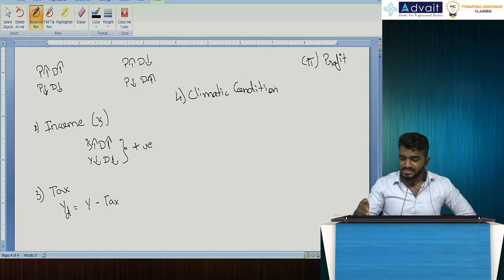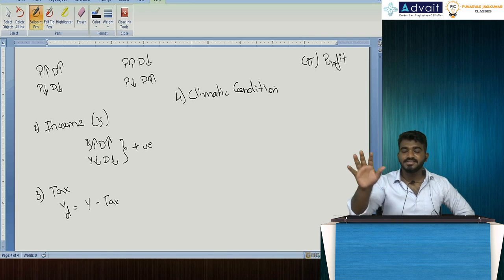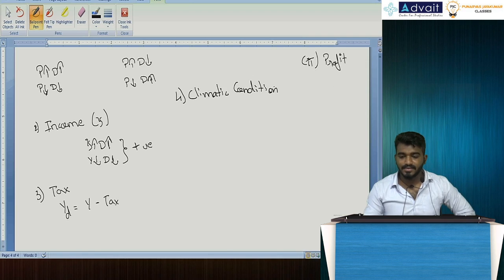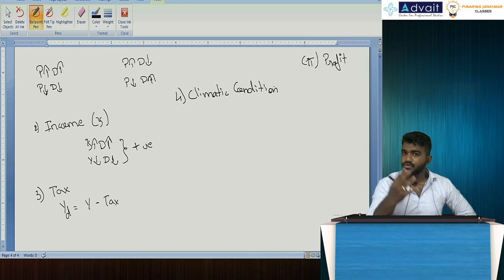During a few seasons we will have lesser demand. During a few seasons we will have more demand. Throughout the year we might not even have a constant demand. Even because of climatic conditions, the demand for a commodity is affected. True or false? Superb. So now I have given you the four points. Because of price, demand will change. Because of the income of a consumer, demand is going to change. Because of tax, demand is going to change. Because of climatic conditions, demand is going to change.